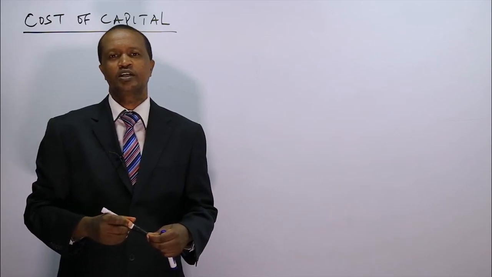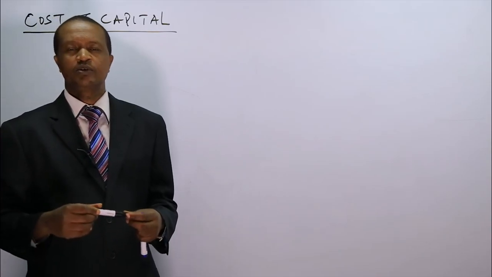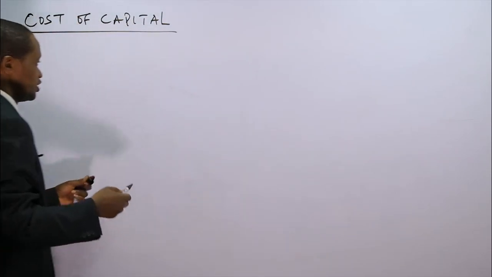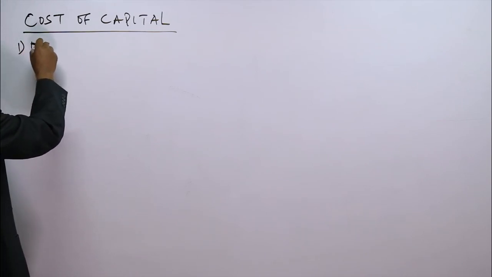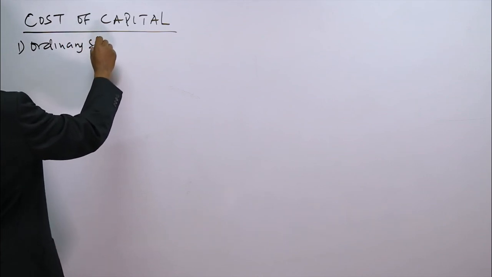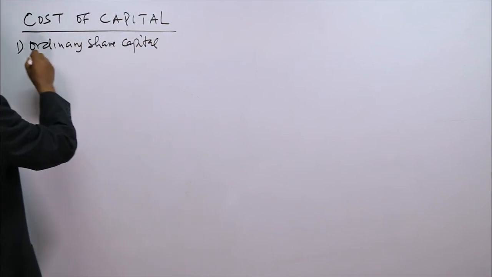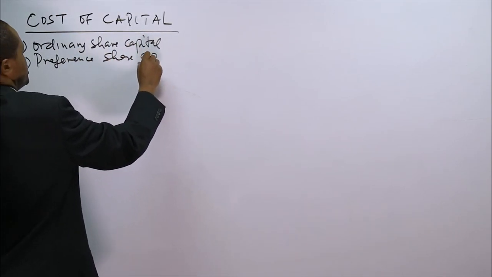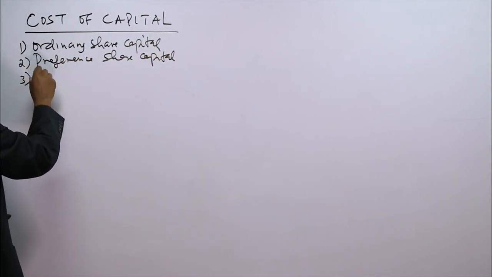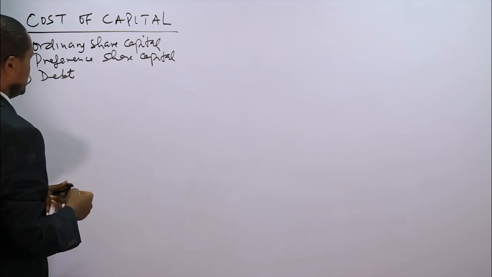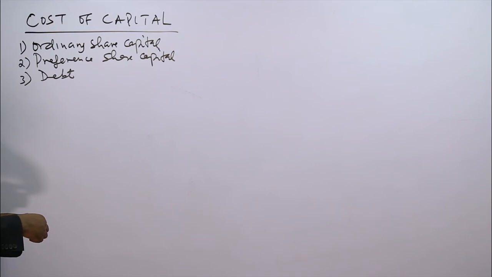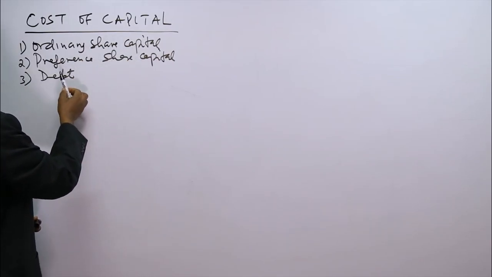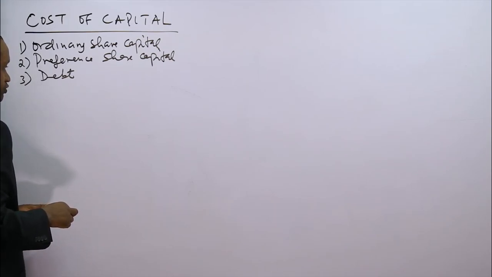obtaining finance to run the operations of the organization. In our last lesson, we discussed the various components of cost of capital, which included, number one, ordinary share capital, number two, the preference share capital, and three, debt. We defined this specific cost of capital. We looked at illustrations which help us learn how to calculate the cost of ordinary share capital, the cost of preference share capital, and the cost of debt.